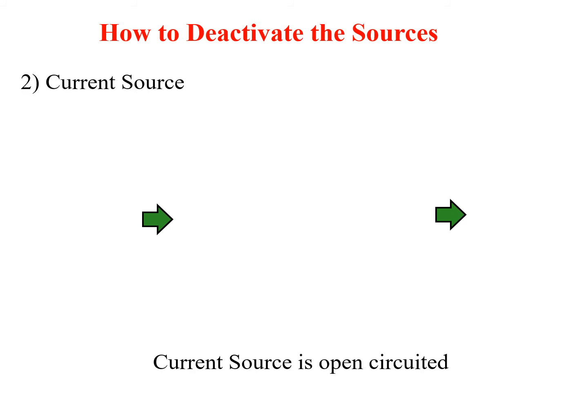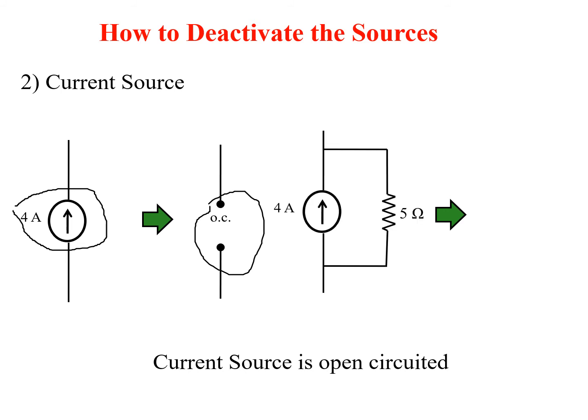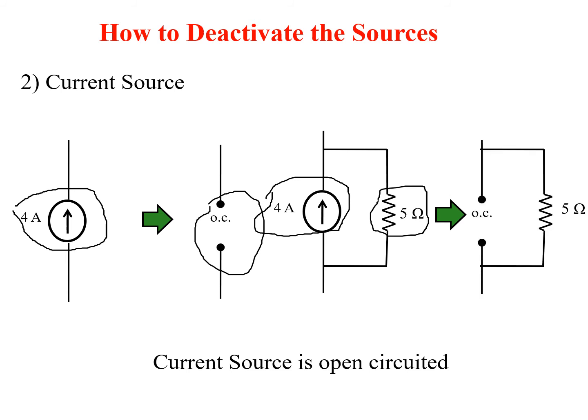Now, how do we deactivate the current source? If we consider the ideal current source, its internal resistance is infinity, so it is replaced by an open circuit, as we can see here. Now, if we consider the practical current source, 4 ampere is the value of the source, and 5 ohm is its internal resistance. So the internal resistance will remain as it is, and the source will be replaced by an open circuit.